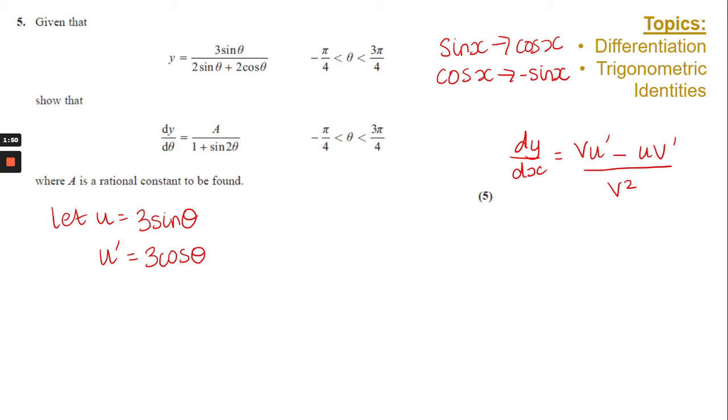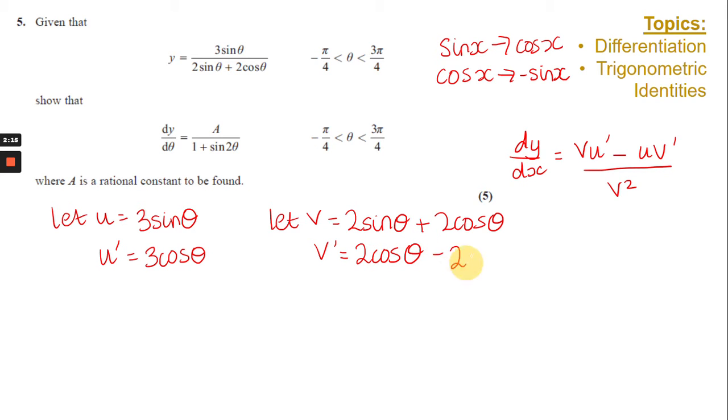Now I'm going to do the same for v. So let v equal 2 sine theta plus 2 cos theta, the bottom half. Now v dash, when I differentiate this, differentiating sine gives me cos, so 2 cos theta. Differentiating cos gives me minus sine, so minus 2 sine theta.